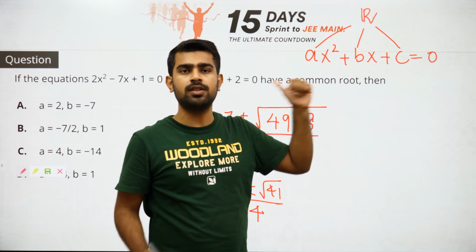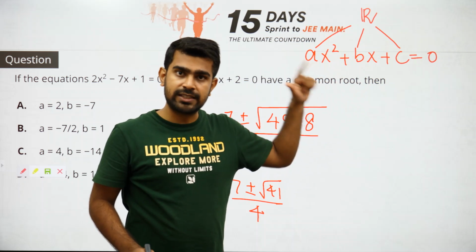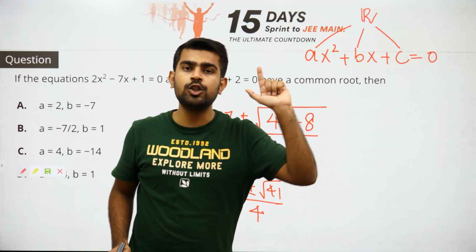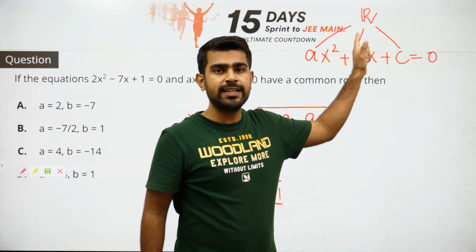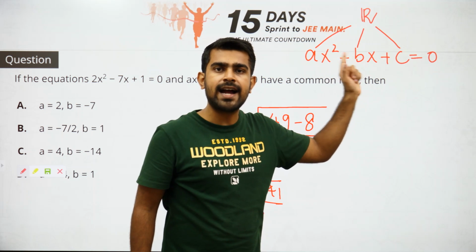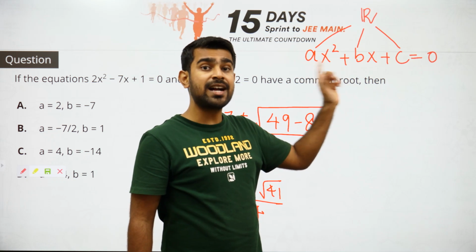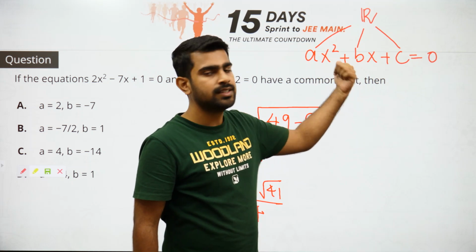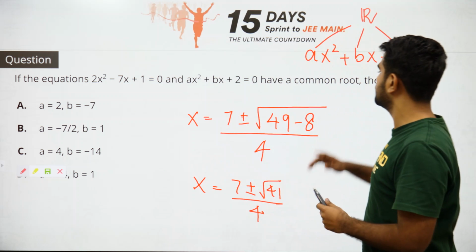I am sure people must have come across imaginary roots in questions. Imaginary roots occur in pairs, but there is a condition. What is the condition? a, b and c belong to real numbers. Without that you cannot apply it blindly. Okay guys? So imaginary roots occur in pairs only if this condition is satisfied. With that we will solve this question.